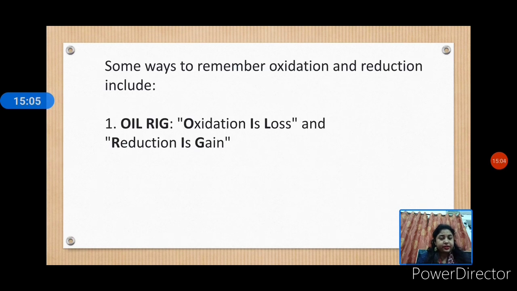oxidation and reduction? OIL RIG, you have to remember this word, OIL RIG. OIL means oxidation is loss. Full form of OIL: O is oxidation, I is, L is loss. Oxidation is loss. RIG: R is reduction, I is, G is gain. So if you remember OIL RIG, it means oxidation is loss and reduction is gain.